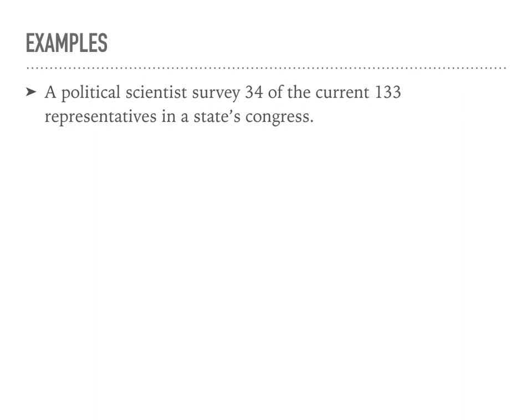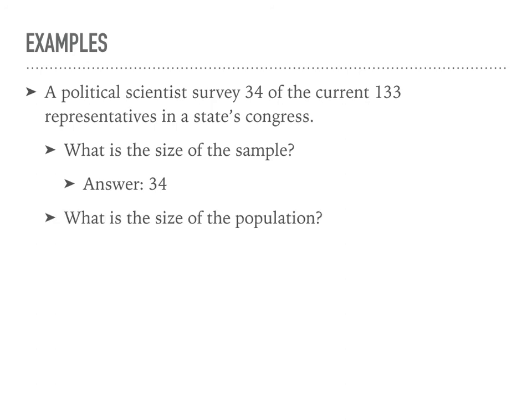A political scientist surveyed 34 of the current 133 representatives in a state's Congress. What is the size of the sample? The sample size is 34 because we only surveyed 34. Now, what is the size of the population? The population would be 133 because there's a total of 133 representatives.